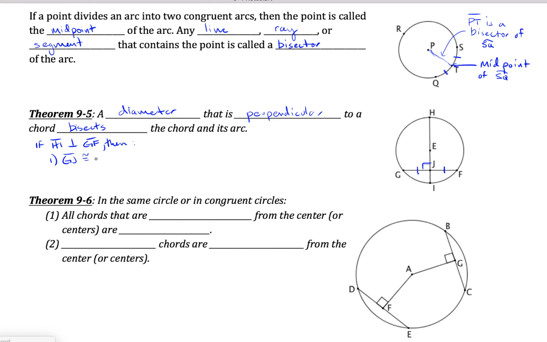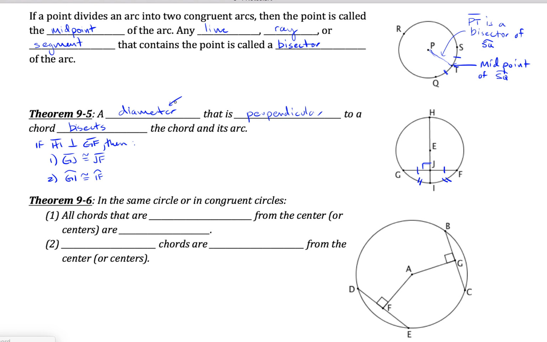I think I might have said GF just a second ago. I meant JF. And secondly, it also bisects arc GF. So arc GI would be congruent to arc IF. So that's what theorem 9-5 says. However, we can also remember that a radius is part of a diameter.